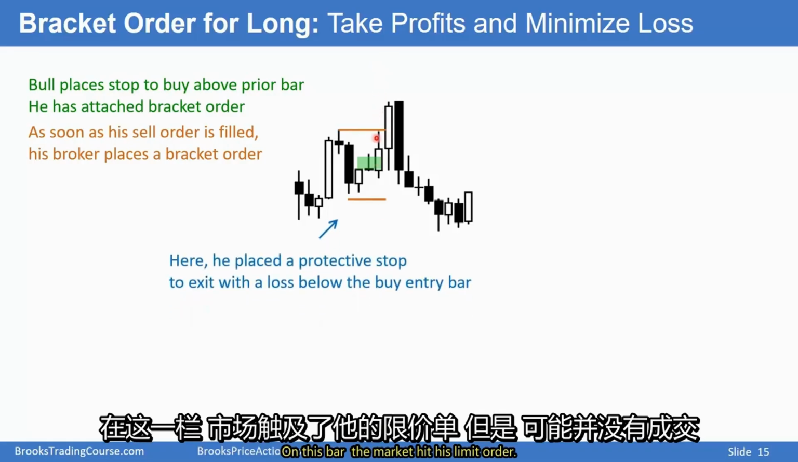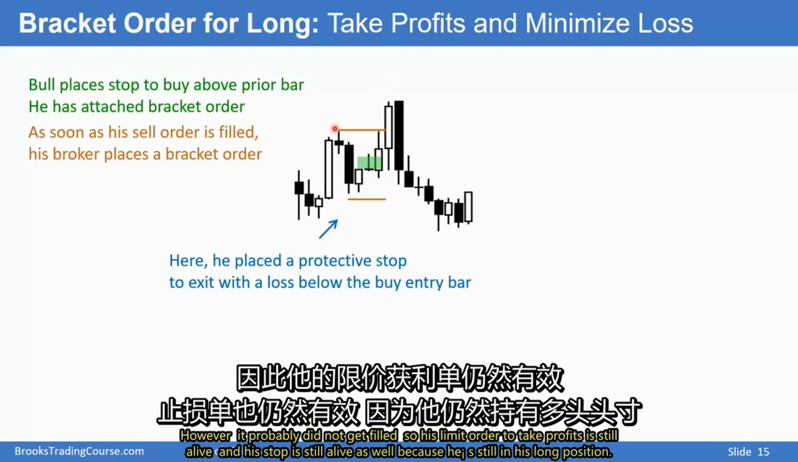On this bar, the market hit his limit order. However, it probably did not get filled. So his limit order to take profits is still alive, and his stop is still alive as well because he's still in his long position.